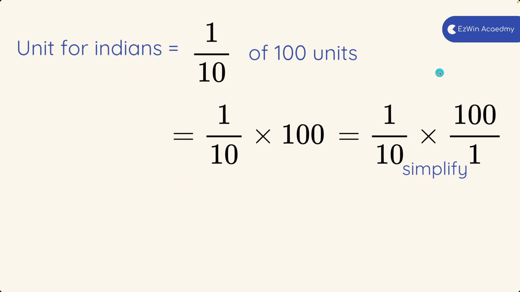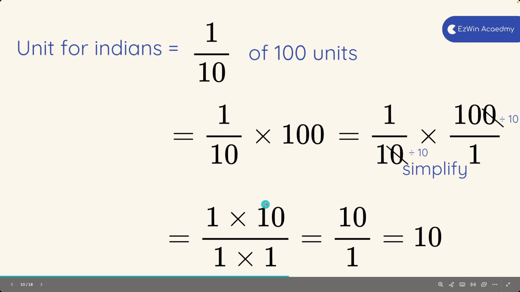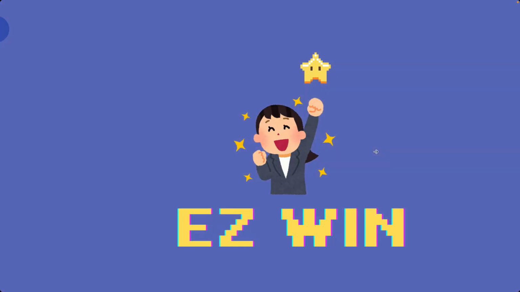Both of them can be divided by 10. So we have 100 divided by 10, and we have the 10 in the denominator divided by 10. Since these are easy to divide, we can just remove the zeros, as you see over here. And it will look something like this, where you have 1 multiplied by 10. Since the denominators are the same, we can just put it as is, and this gives us 10. And that is an easy win.